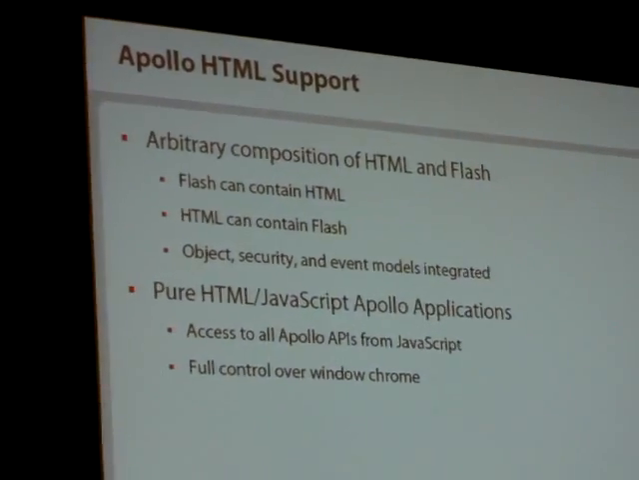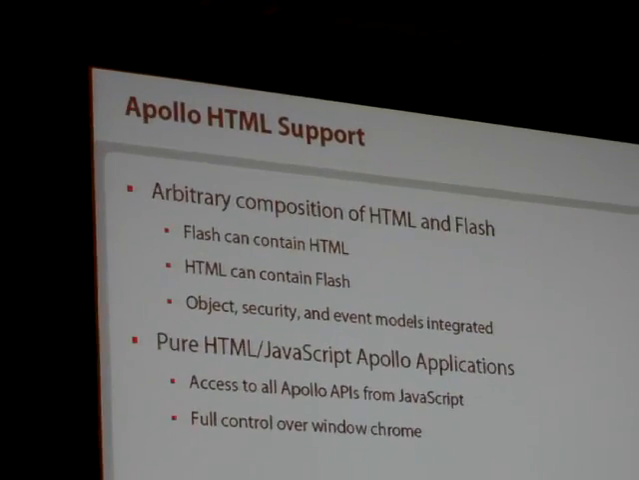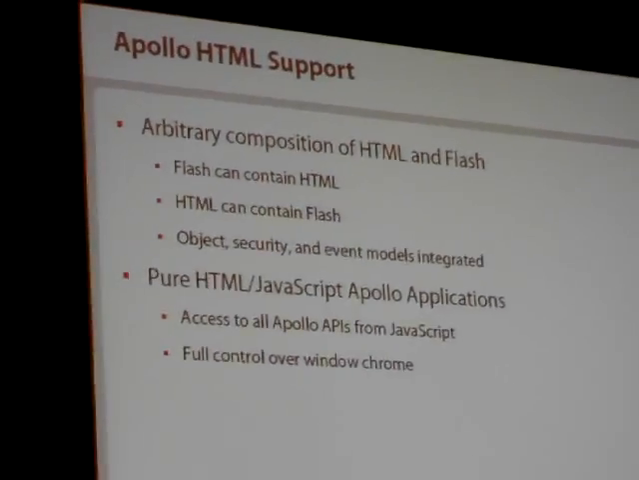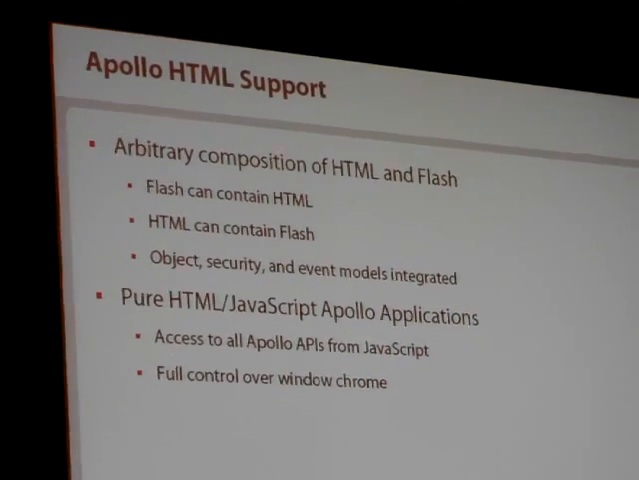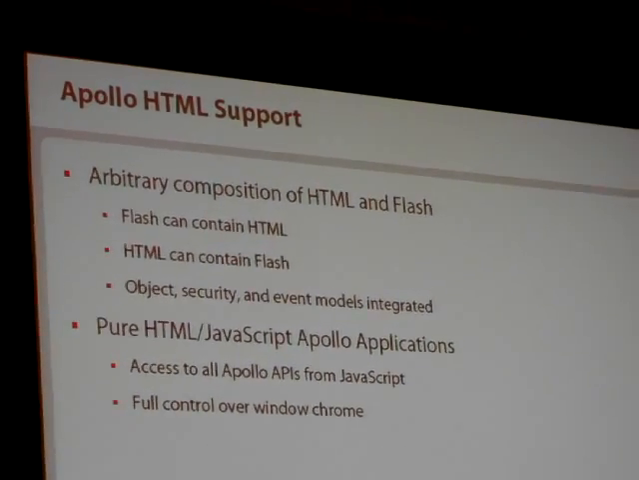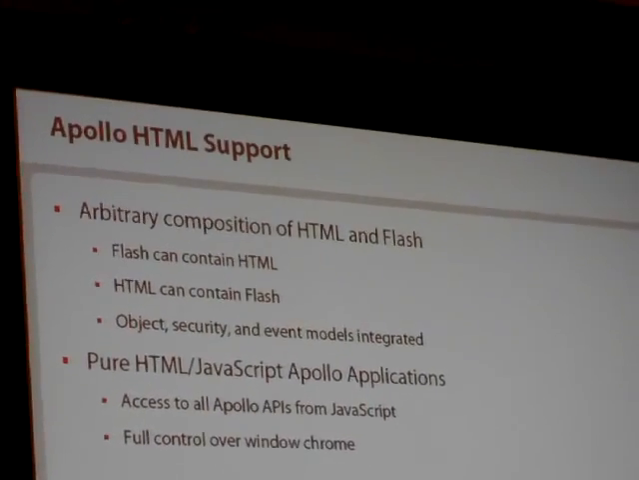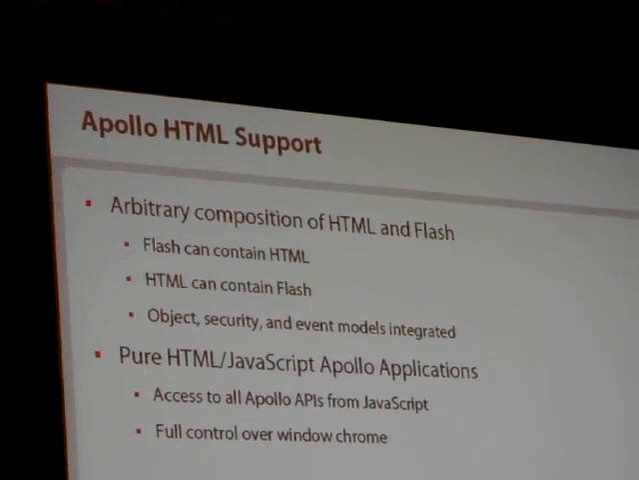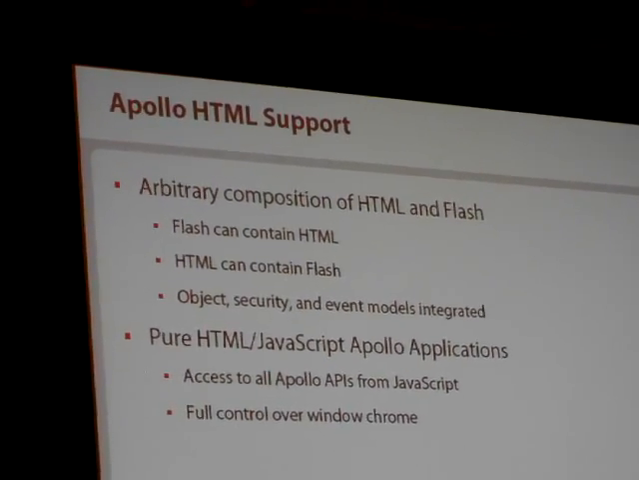So we're also planning to allow arbitrary composition of HTML and Flash. So Flash can contain HTML, and HTML can contain Flash. You can also have more than one level of nesting: Flash containing HTML containing more Flash containing HTML, and vice versa. How you compose your application out of HTML and Flash will be entirely up to you. Of course, when we're doing this, the object models, which is sort of referencing the script bridging stuff, the security model, and the event models will be tightly integrated together, such that the right thing happens when the mouse is clicked and stuff like that. The capture and bubble phases will happen through the different content types properly.